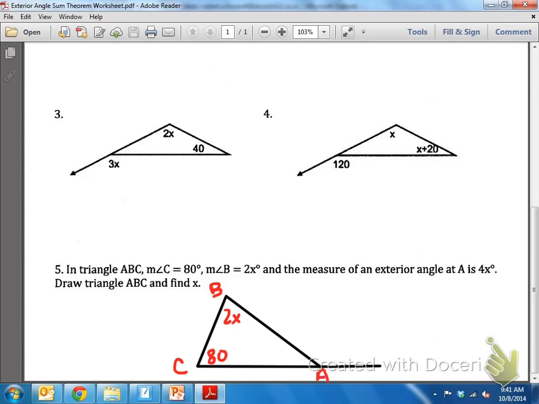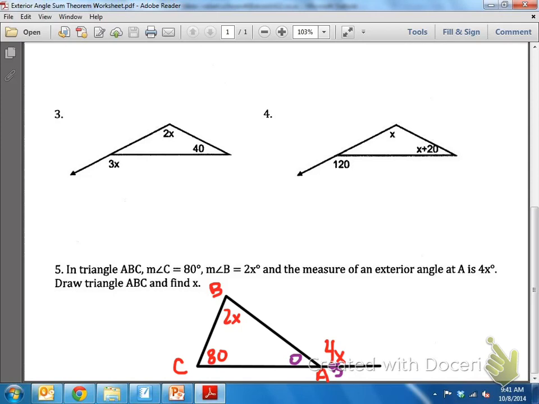Okay, and it says the exterior angle. So not the part inside here. It's the part on the outside here. And it says it's 4x. Okay, so it says draw the triangle ABC, which we just did, and find x.